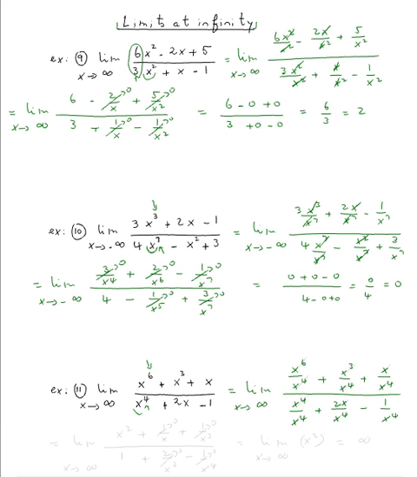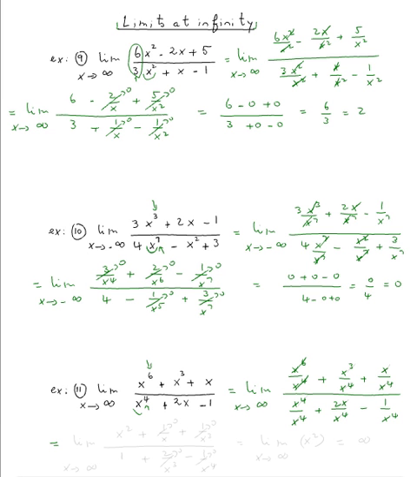Again, we need to simplify. By the way, the reason why we can simplify is that we know x is not equal to 0. So you can simplify x to the 4th by x to the 4th. You can simplify. x is not 0. x goes to infinity means x is a large number. It's not equal to 0.